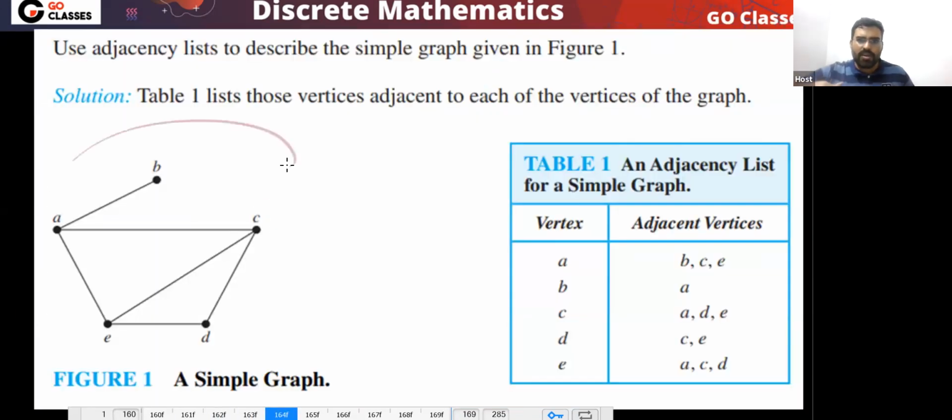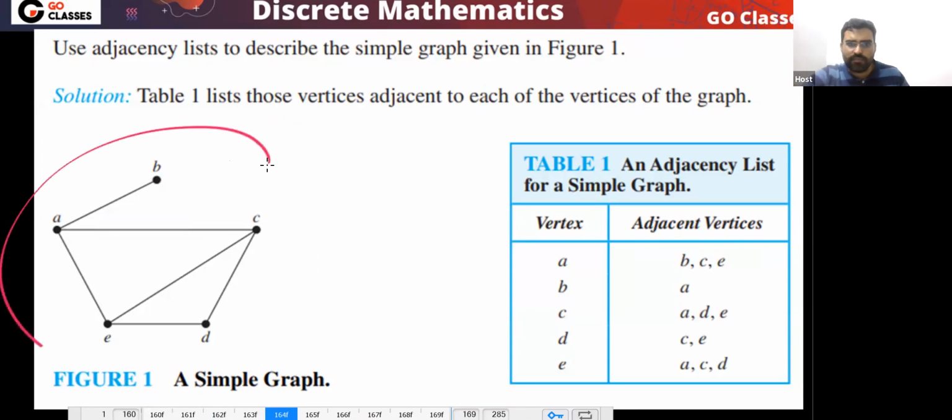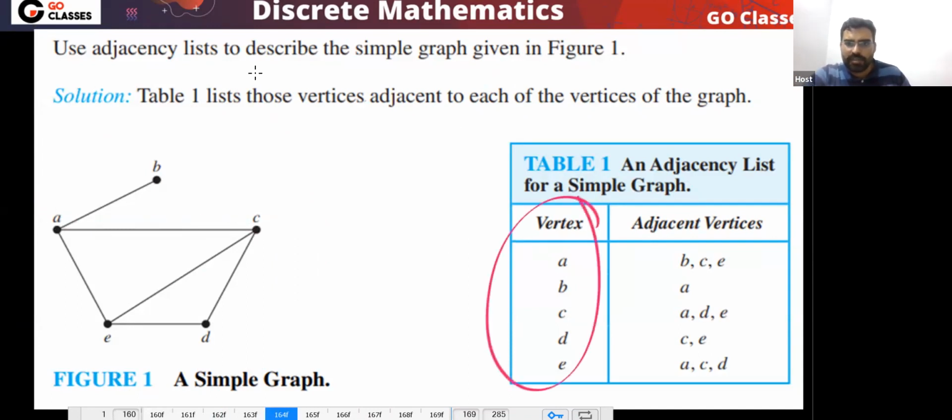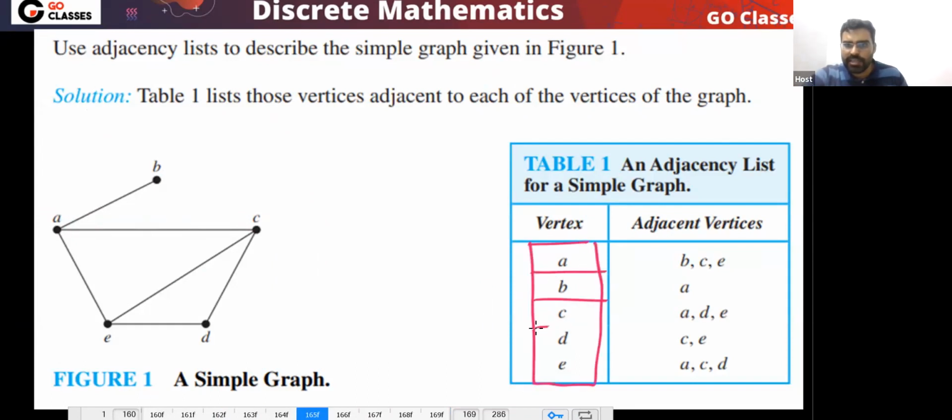Let's see this graph. For this graph, what will be the adjacency list? This is an undirected graph. Remember, adjacency list means there will be an array. In the computer, you will make an array: A, B, C, D, E. And then you will create a linked list for each one like this.